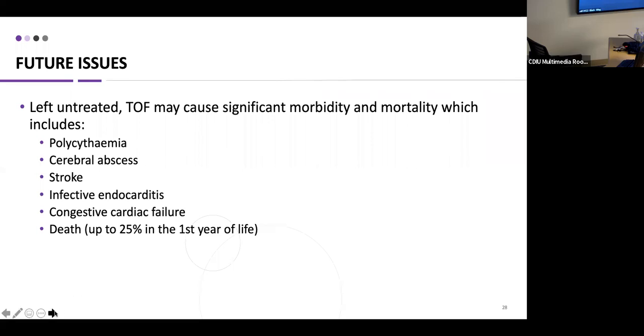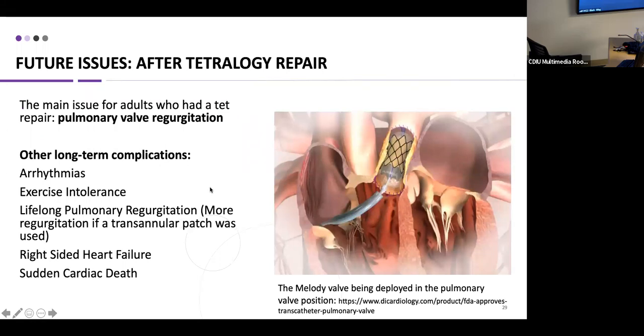If the tetralogy of Fallot is repaired, the main issue that we found for adults who had a TET repair is pulmonary valve regurgitation. So they're at higher risk to develop the complications of pulmonary valve regurgitation: arrhythmias, exercise intolerance, lifelong pulmonary regurgitation, right-sided heart failure, and sudden cardiac death.